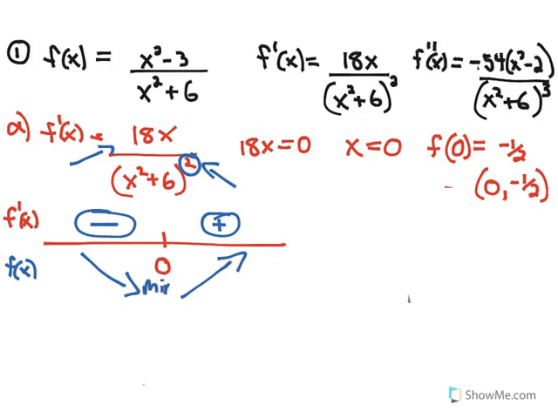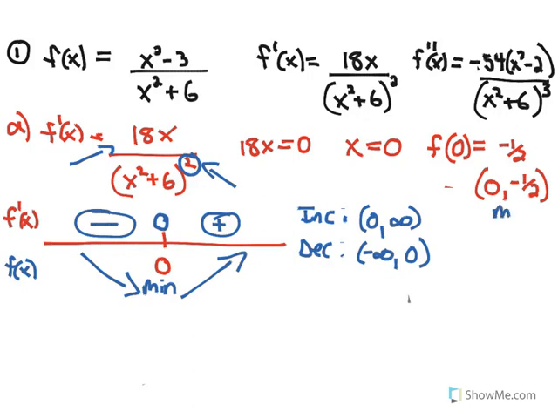This is clearly going to be a local minimum because we're going from decreasing to increasing. So the intervals of increasing, just to write it out, are from 0 with a round bracket to infinity, and the intervals of decreasing are from negative infinity to 0 with a round bracket. Once again, we use a round bracket because at 0 we know the first derivative is 0, meaning the function is flat.